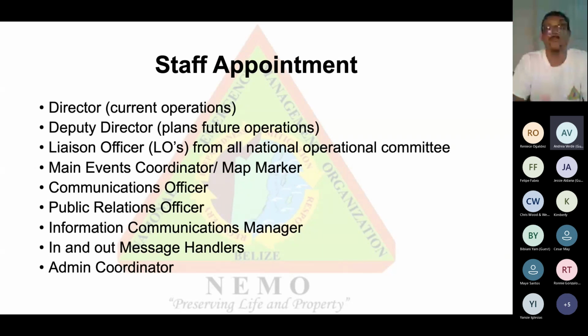These are some of the staff appointments. The director has control of the emergency operations center and of any incident being hammered out in the building, working between different committees and bringing them together to work on a different incident. The director is responsible for ensuring that the information coming into the EOC is passed on to the proper committees, and that it is being managed and responded to.